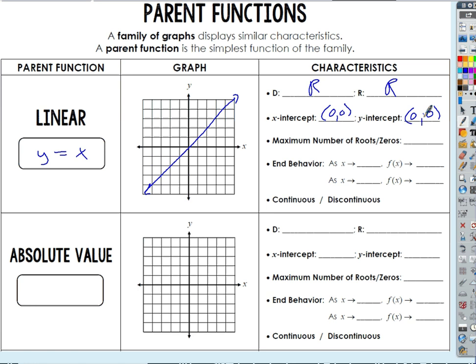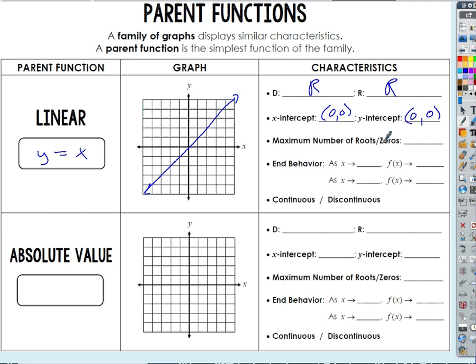Good. What's the maximum? Now we've got to make sure we understand what this means: the maximum number of roots or zeros. So what's a zero of a function? A zero is where the function, meaning the y value, equals 0. If it's a real zero, that means it's going to be an x-intercept. We're going to look at some examples when we get into quadratic functions very soon, where we could have some roots and zeros that are not real, but they're still zeros of the function. It's where the function equals 0.